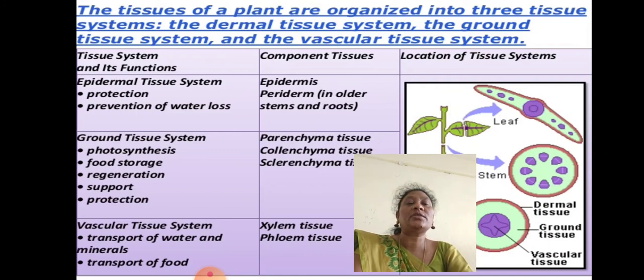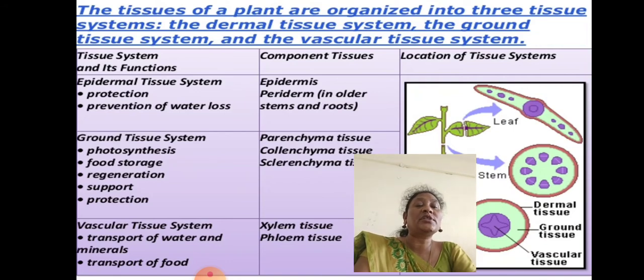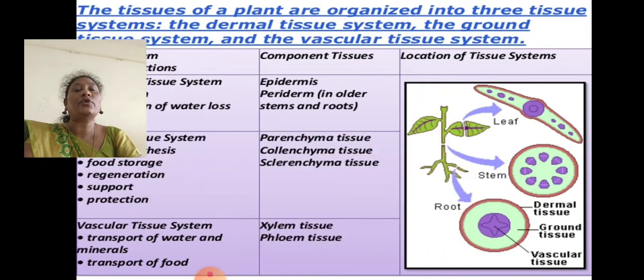So epidermal tissue provides protection and prevents water loss. They include the epidermis and periderm in stems and roots. Next, ground tissues help with photosynthesis, food storage, regeneration, support and protection. The components are parenchyma, collenchyma and sclerenchyma. And the vascular tissue system transports water, minerals and food. Examples are the xylem tissue and phloem tissue.